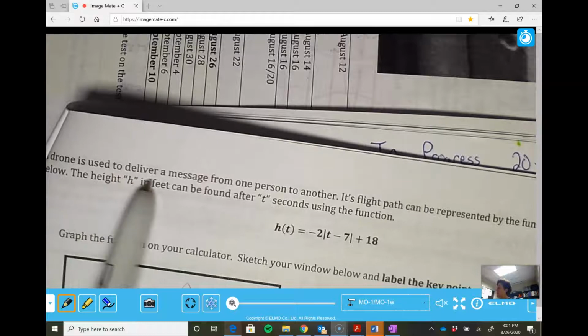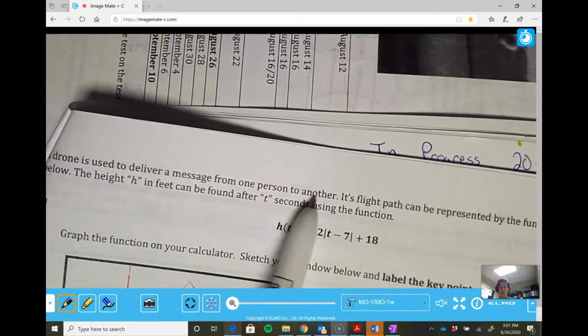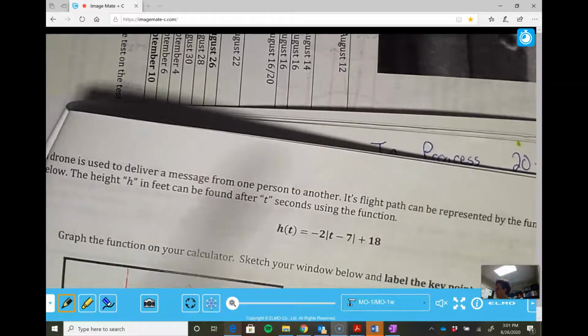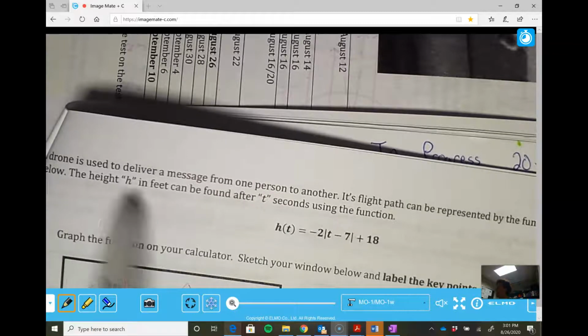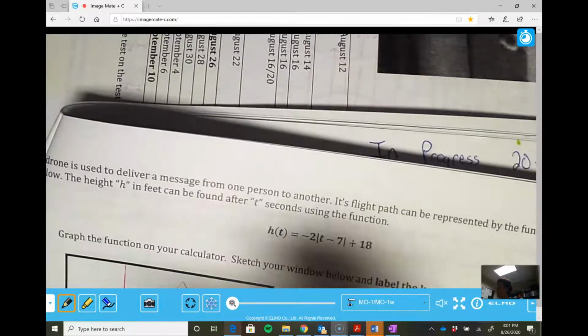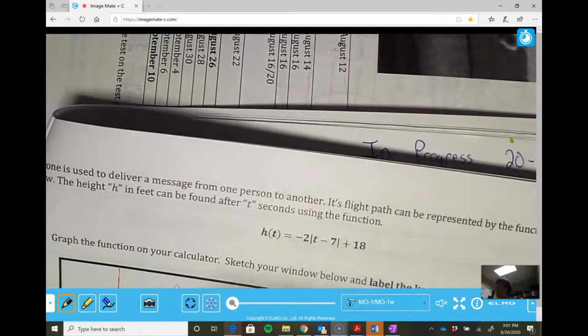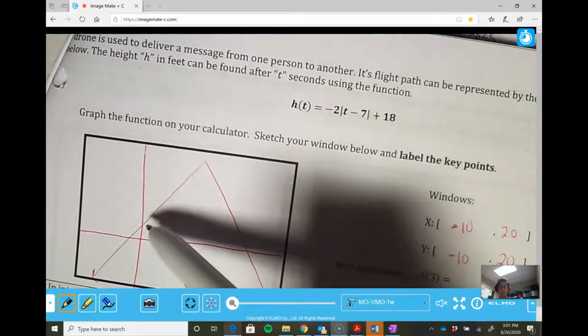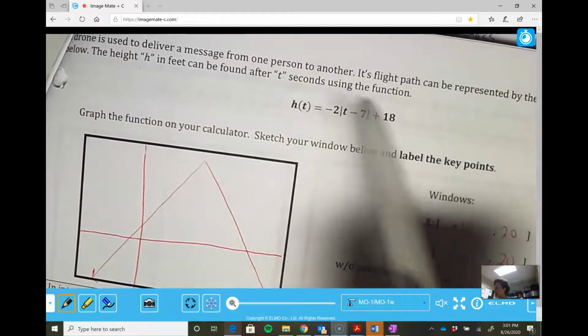A drone is used to deliver a message from one person to another. Its flight path can be represented by the function below. H is the height, so you know the drone's going up in the air and then coming back down, and t is time in seconds.